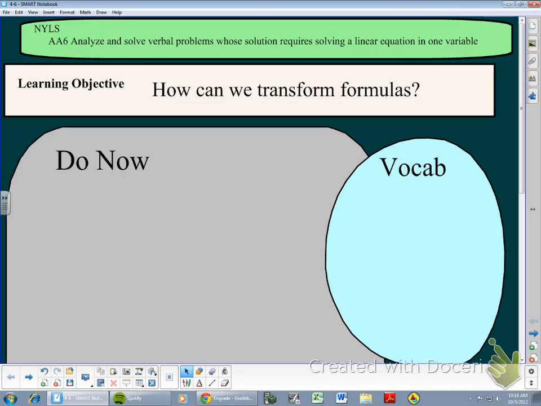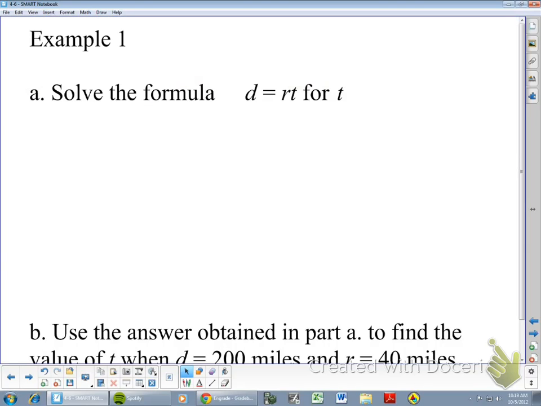All right, let me pause. Okay, for example number 1, we're going to solve the distance equals rate times time formula for t. Now, what makes this a formula is that it's a special type of equation where these variables mean something. This is distance equals rate times, and then the t is for time. So we're going to solve it for t.